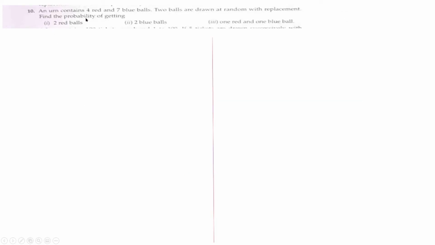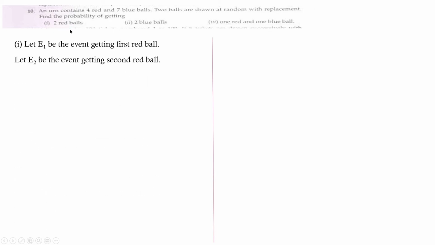Next question. An urn contains 4 red and 7 blue balls. 2 balls are drawn at random with replacement. Find the probability of getting 2 red balls. So let E1 be the event of getting the first red ball and let E2 be the event of getting the second red ball.